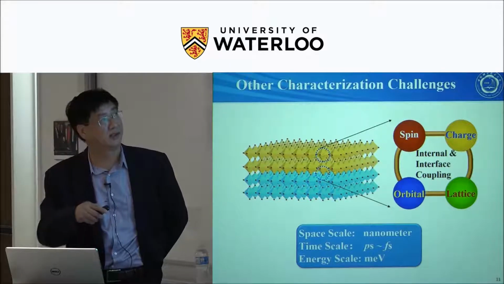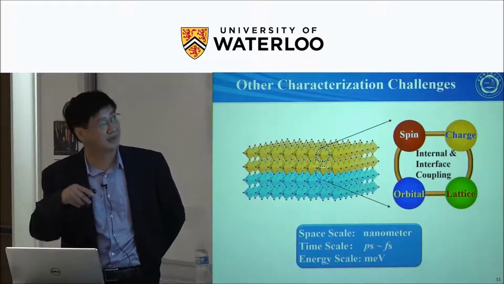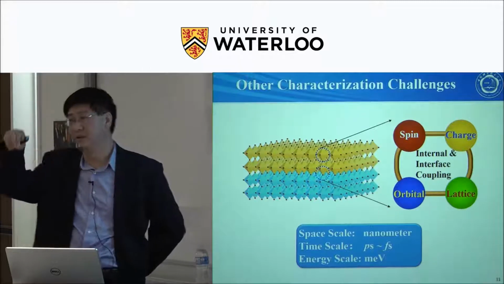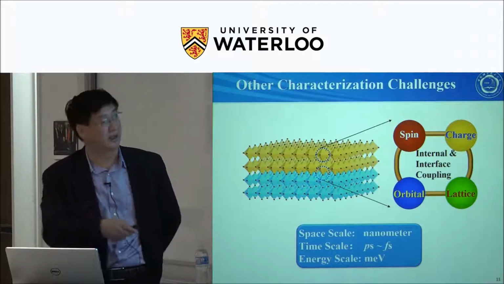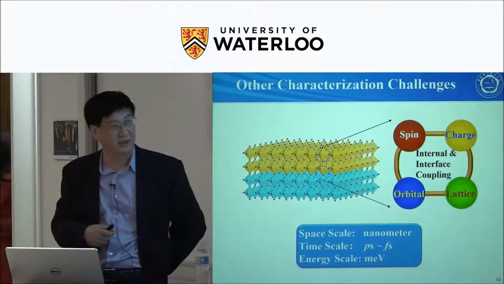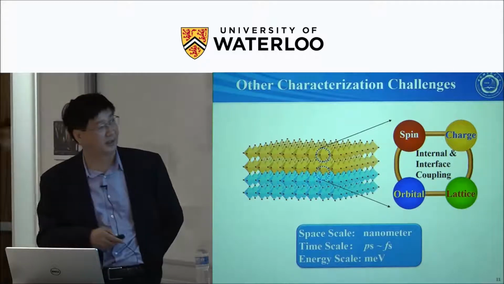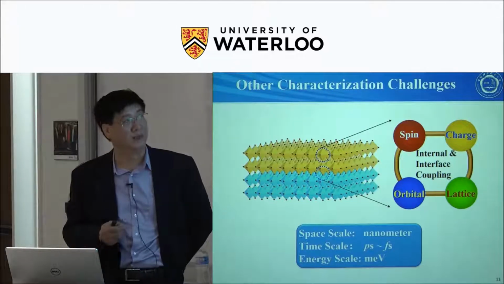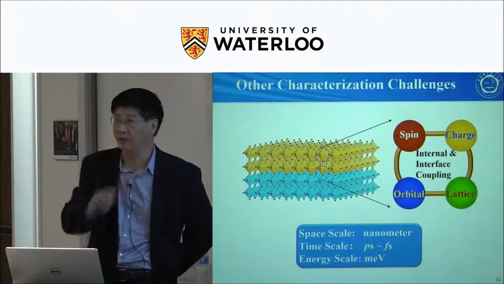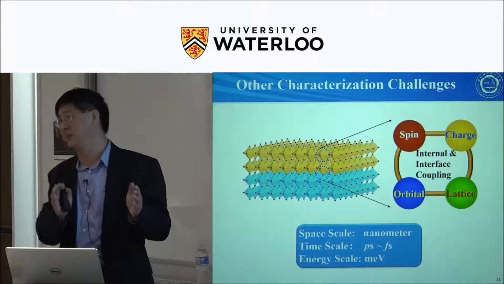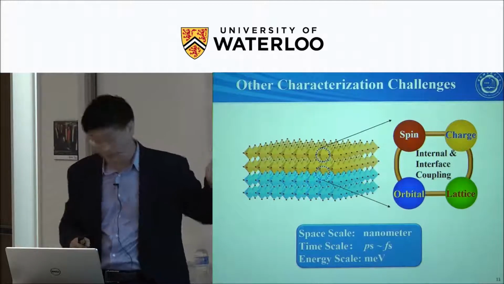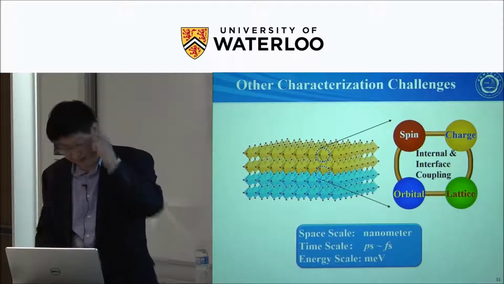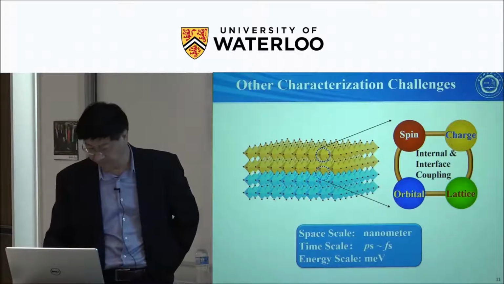For example, we have a lattice here, with spin, charge, orbital, and lattice coupling over here. The space scale is a nanometer, so we need to see very tiny spots, okay? Then the time scale is from picoseconds to femtoseconds. Then the energy resolution you need is like meV. So we need this kind of tools to look at that. Not only in the terahertz frequency range, but we still need a high spatial resolution, higher time resolution, and energy resolution too.